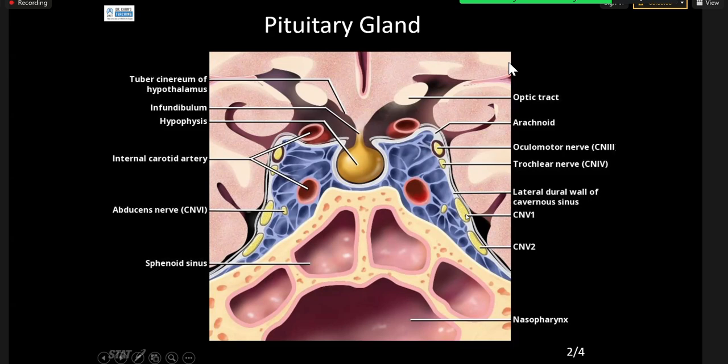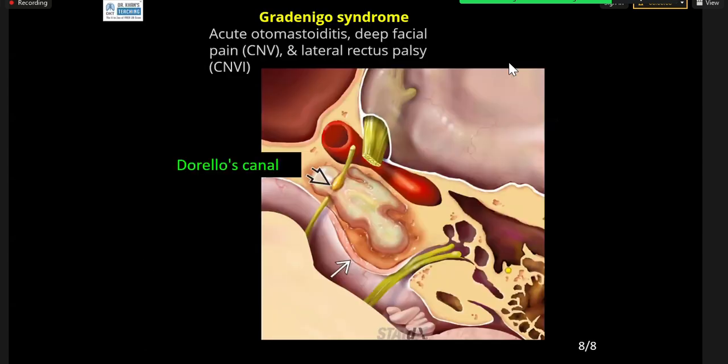Of course, there will be the trigeminal, sorry, the first branch and the second branch of the trigeminal, the ophthalmic and maxillary. They also pass through the cavernous sinus. So these questions can be asked in your exam.